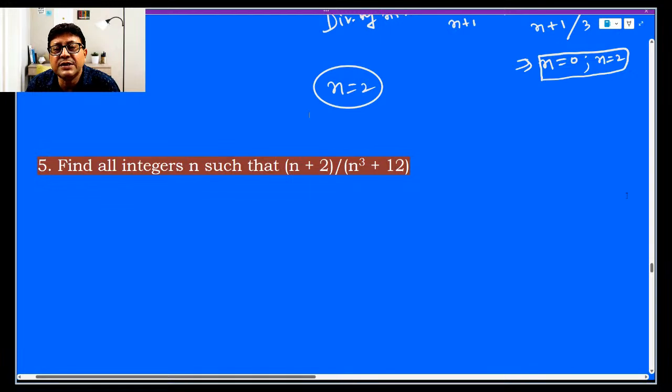Find all integers n such that n plus 2 will divide n cube plus 12. You just think for 1 minute, then I'll tell you. You have all passed class 8 level, you know factorization. Try to use factorization. I mean, n cube plus 12, you should express in terms of factors of n plus 2. May not be fully, but partially you can do it. Part of it will be divisible by n plus 2. You understand what I am going to say?